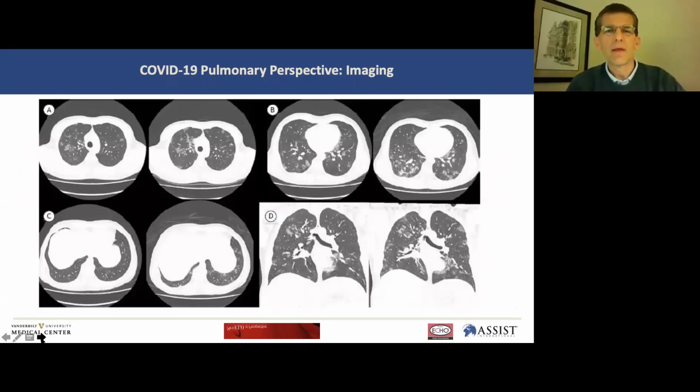Not everybody who presents with pulmonary disease has abnormal imaging. Maybe up to 40% of them don't have much abnormalities on chest CT, but the most common ones are depicted here. These are patchy ground glass opacities, not in one area of the lung, but diffusely throughout the five lobes.